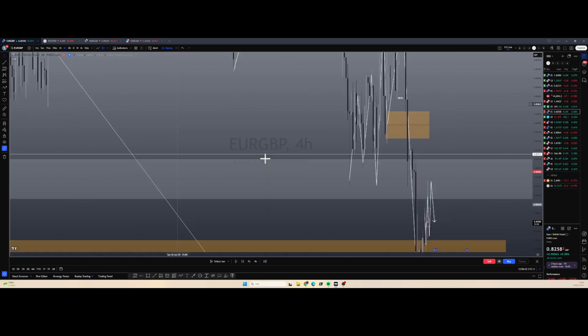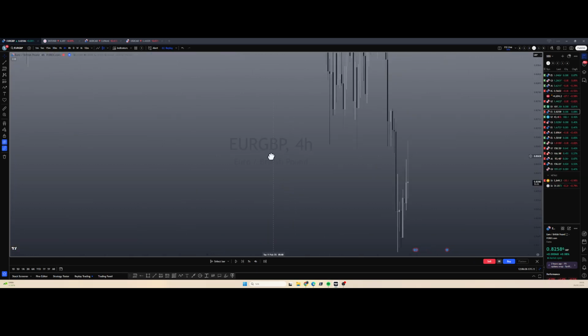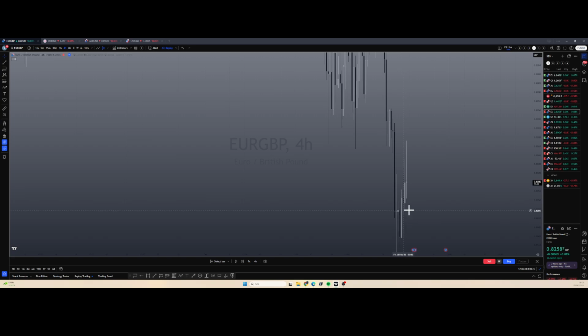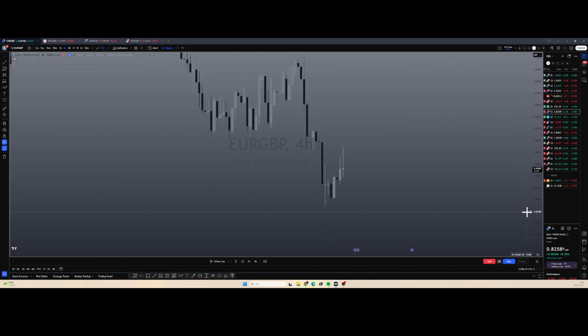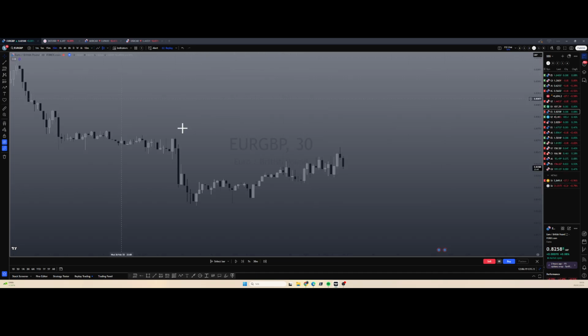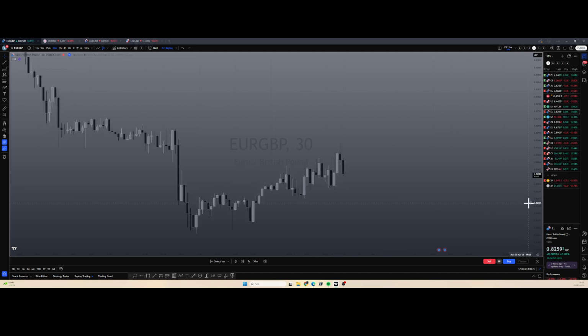So basically, as long as this low is not taken out, we should just keep going upside, right? So that's basically it. Let's wait and see how it goes.